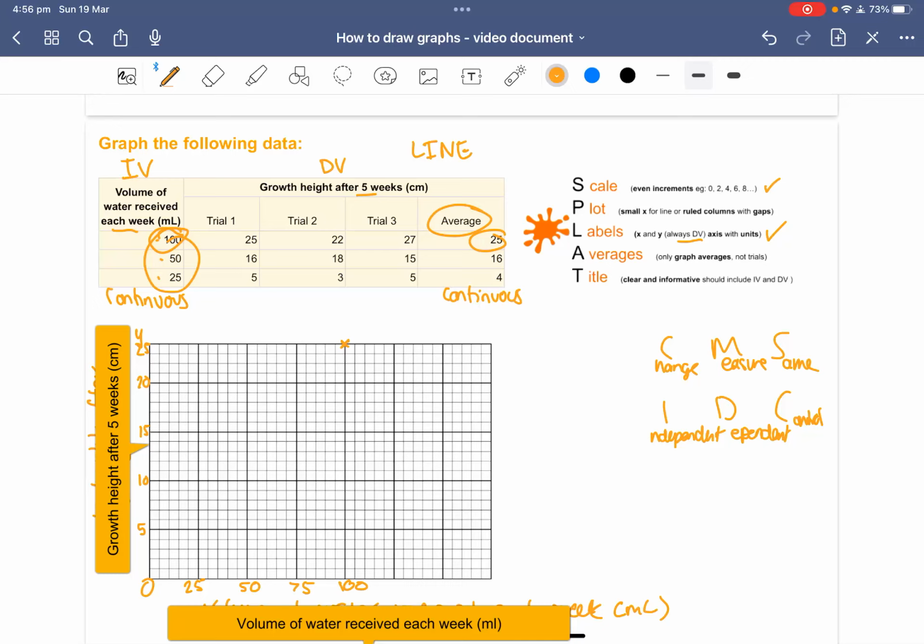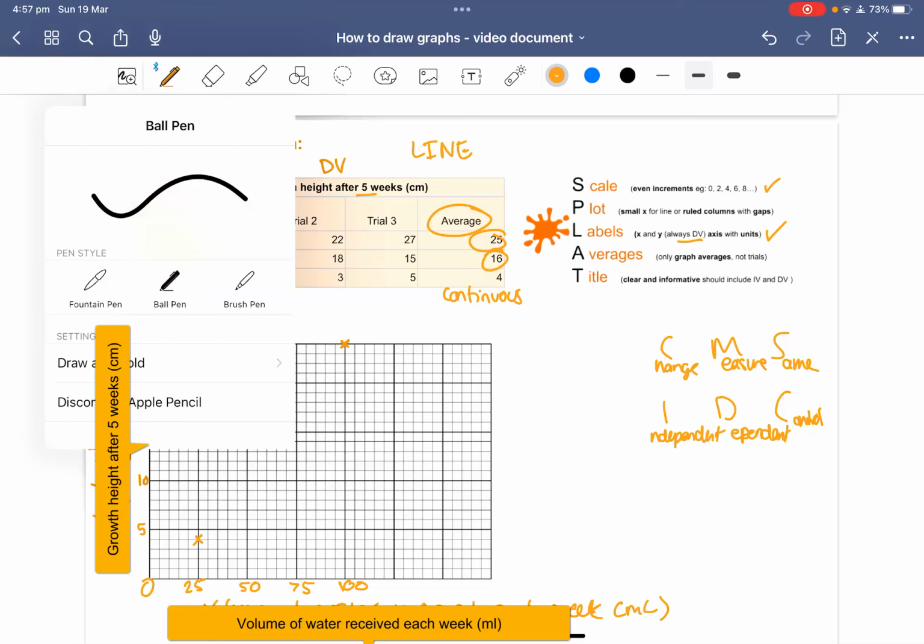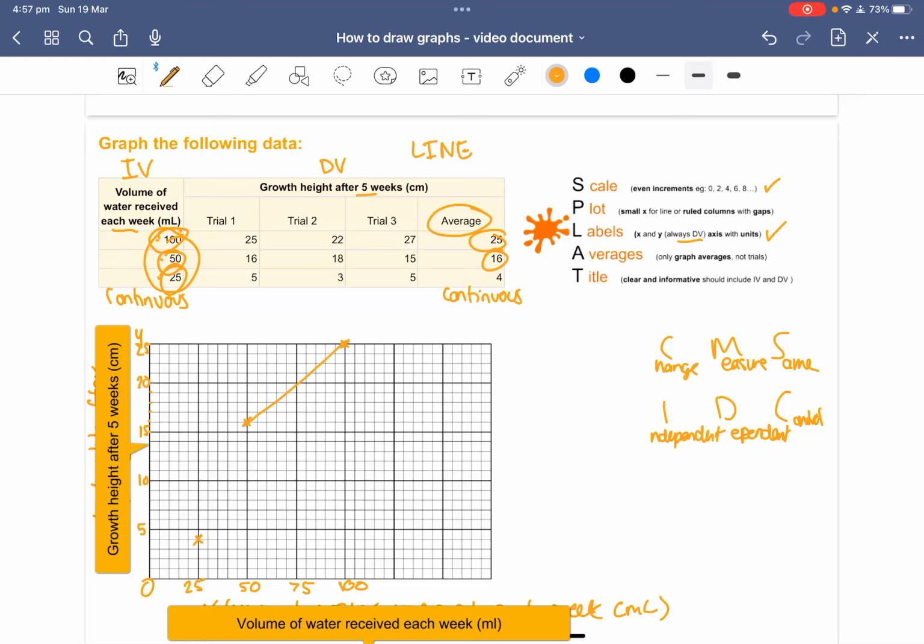Then when my plant was only receiving 50 mils, it had 16 for growth. So 50. Now you might be thinking, where's 16? Well, if here is 15 and here is 20, it would go 16, 17, 18, 19, 20. So therefore, at 50, I should go 1 box up above the 15, and then that will be 16. Okay, and then for the 25 mils, I'll go to 4, which will be here. And then I'm going to get a ruler out, okay, and make sure that I connect these to each other using a ruler, okay.